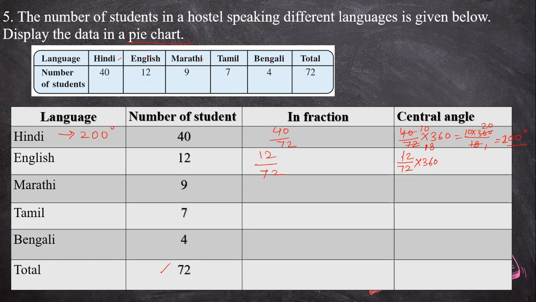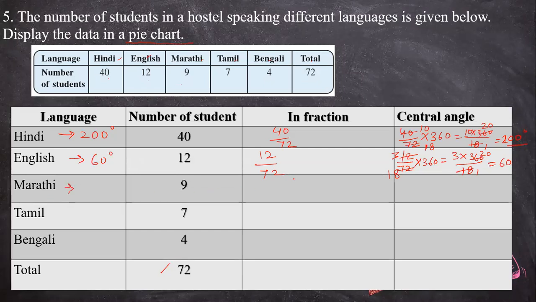Now here 4 threes are 12 and 4 eighteens are 72. So this can be written as 3 into 360 by 18. Now 18 ones are 18, 18 twos are 36, 18 threes are 54... so 18 threes are 54, and 3 times 20 is 60. Right? So there's 60 degree for English.